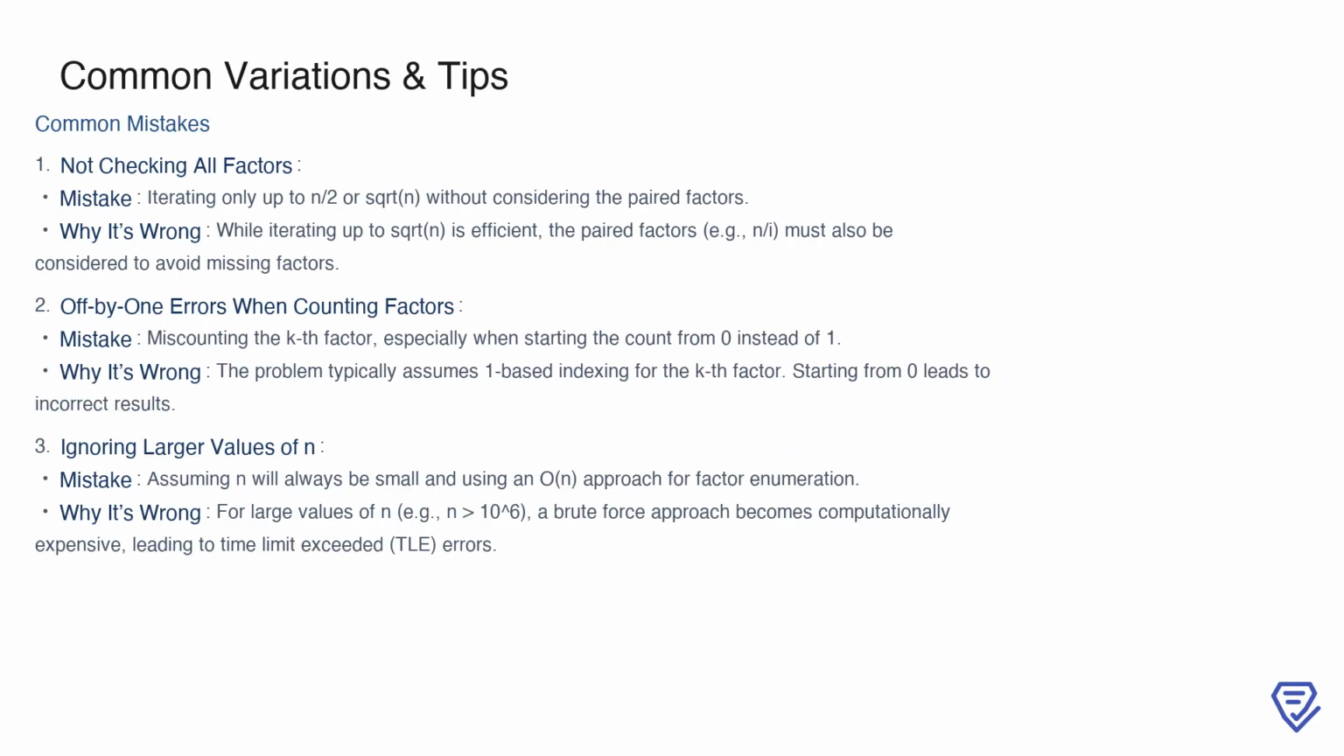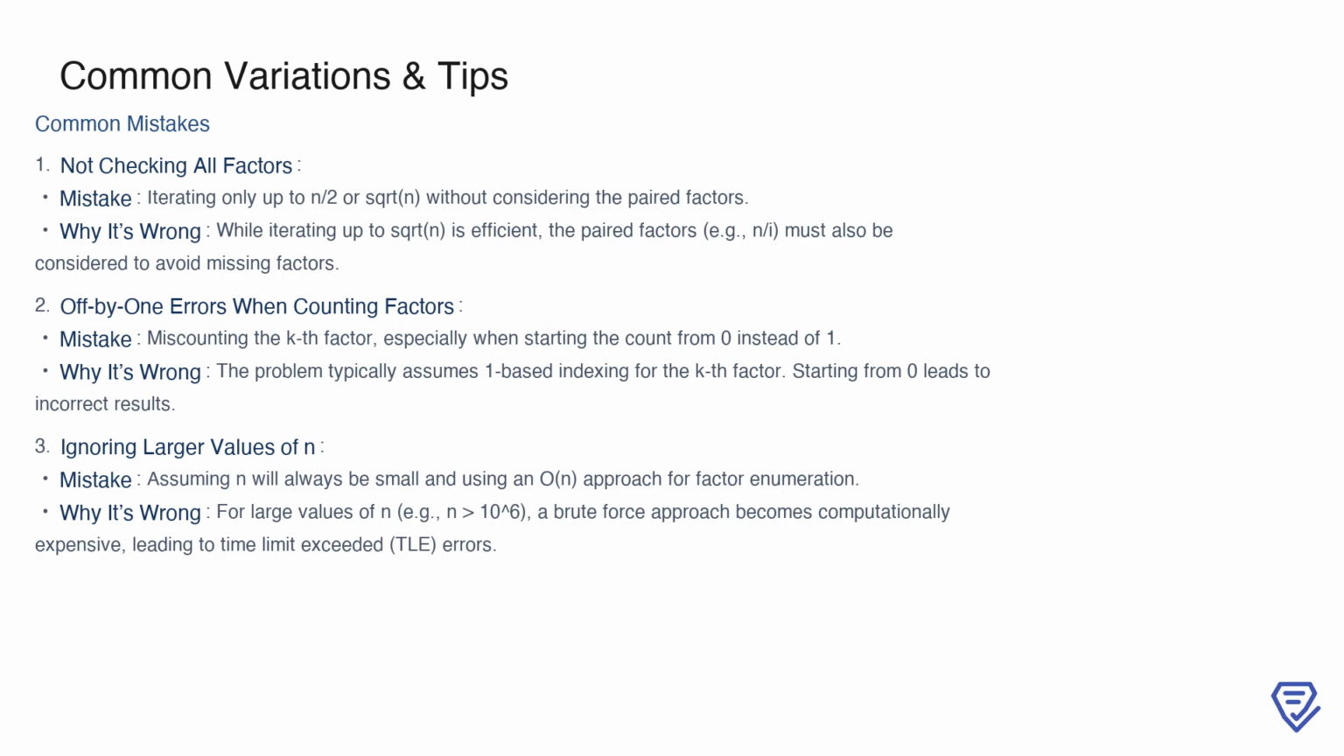When solving the problem of finding the kth factor of n, there are some common mistakes you should be aware of. First, not checking all factors is a frequent issue. Many people iterate only up to n/2 or sqrt n, and forget to include the paired factors, such as n divided by the current divisor. Remember, while iterating up to sqrt n is efficient, you must also consider these paired factors to ensure none are missed. Another mistake involves off-by-1 errors when counting factors. This happens when you start counting from 0 instead of 1, which is problematic because the problem assumes 1-based indexing. Miscounting in this way leads to incorrect results.